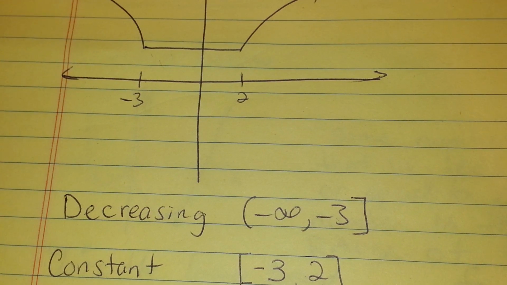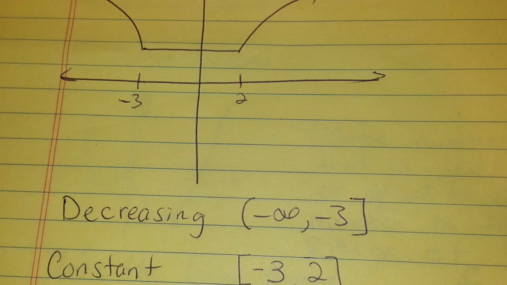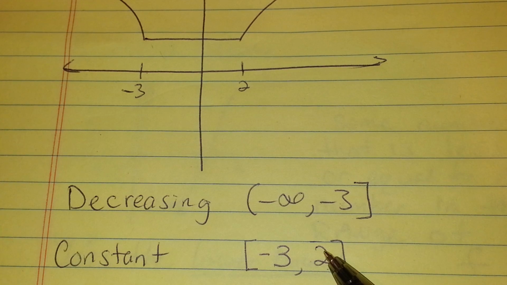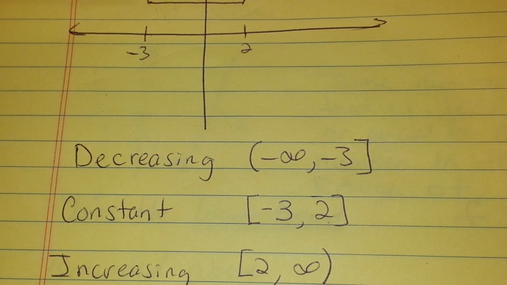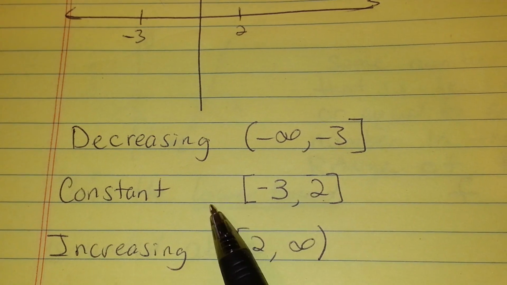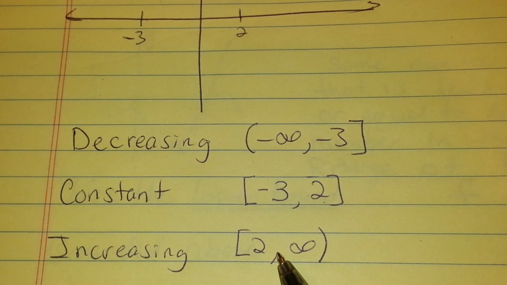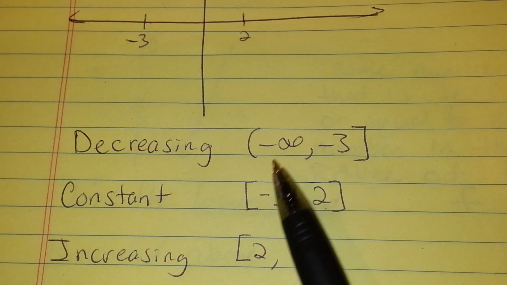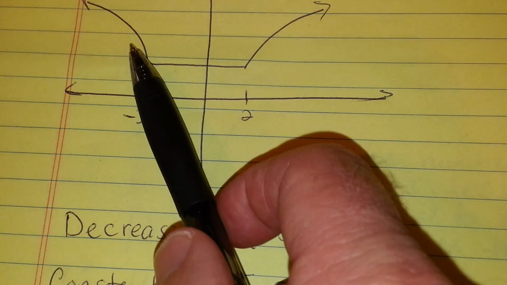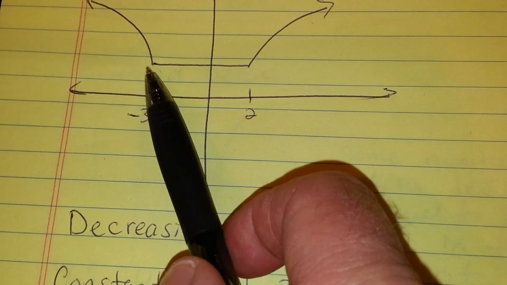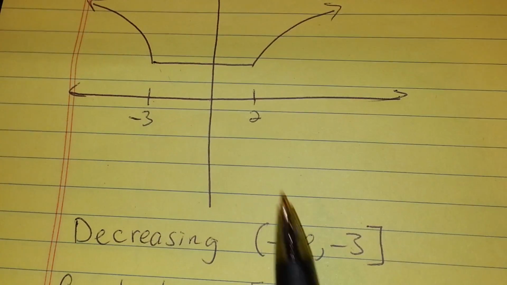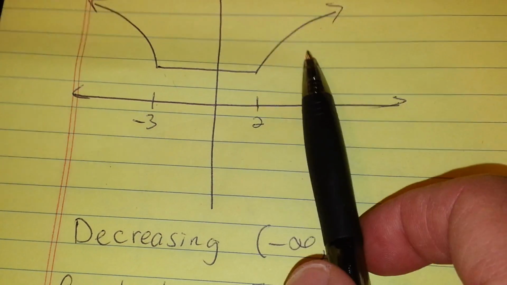Some textbooks don't annotate it that way. If you give the bracket here, this is going to be a parenthesis. If you give the bracket to the 2, it's kind of like, hey, this 2 needs to be either with the constant part or with the increasing part. But this textbook says you could do it this way. You could put it with both, it could go both ways. This -3 could be here or here. I'm not too worried about it, as long as you can tell me where it's decreasing, constant, and increasing.